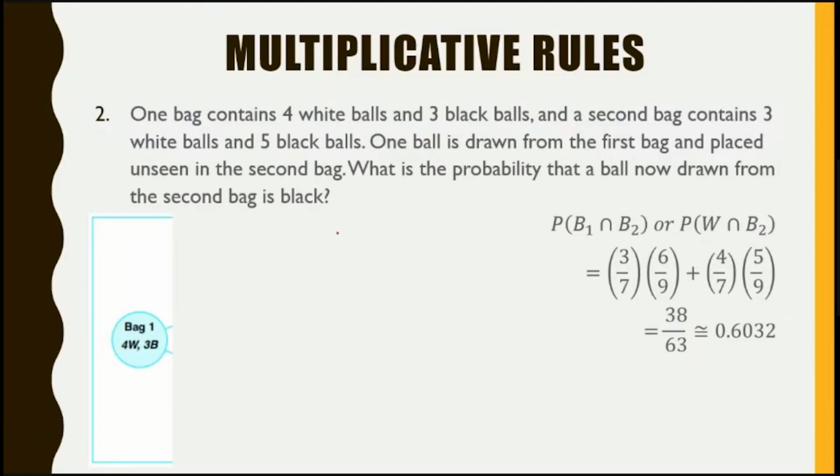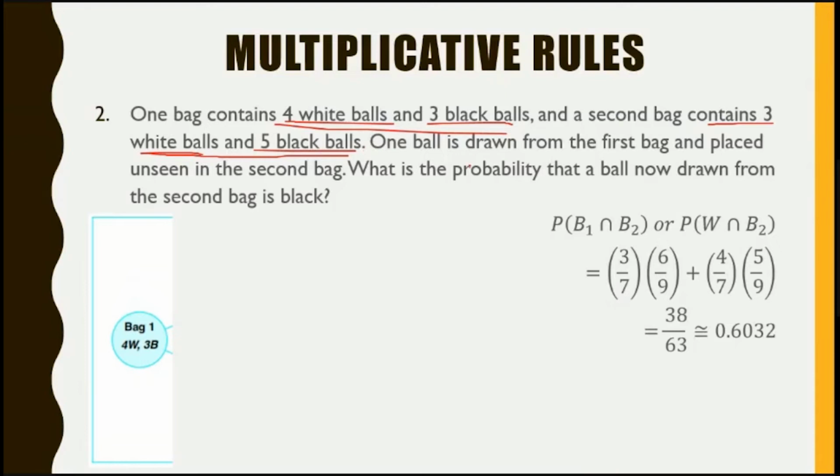Okay, now we have another problem here. So the solution is already shown. Anyways, I will be just explaining how this problem was solved. So one bag contains 4 white balls and 3 black balls. Okay, this is the first bag. The second bag contains 3 white balls and 5 black balls. So that's the second bag.